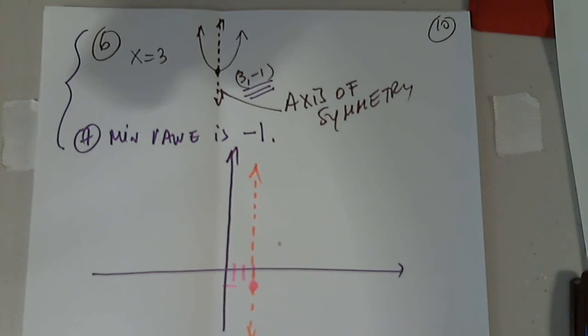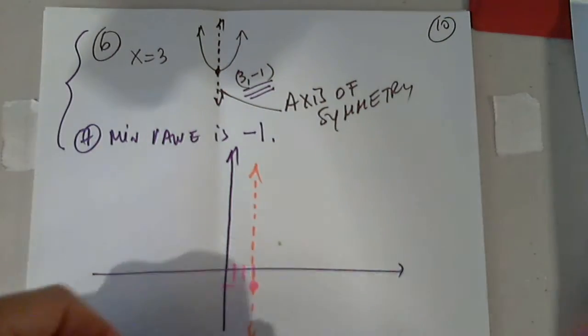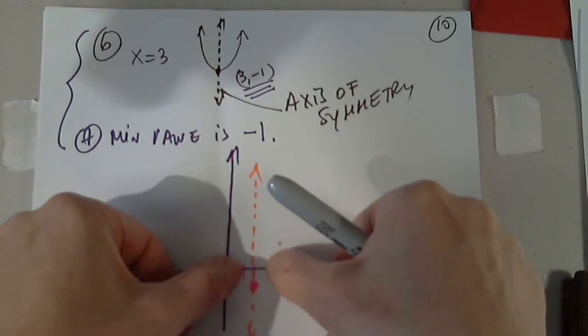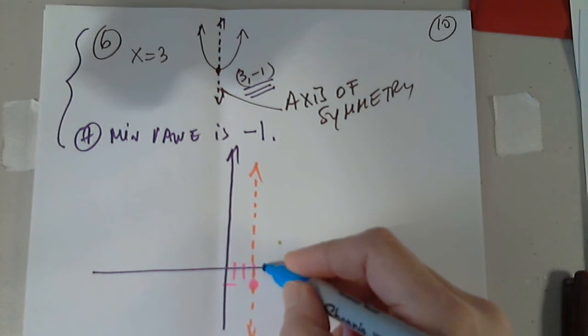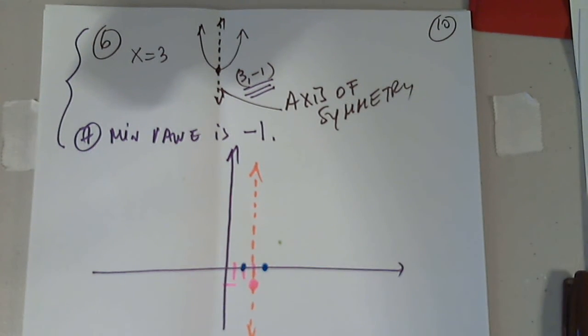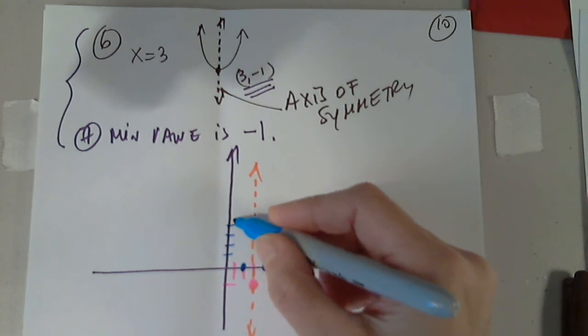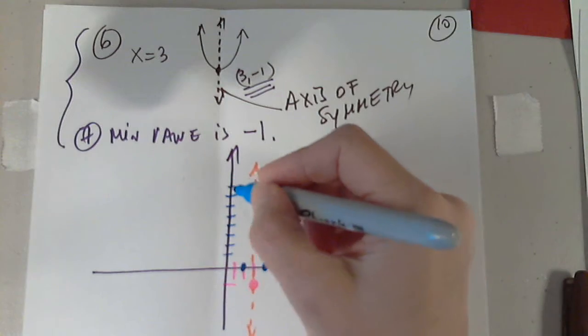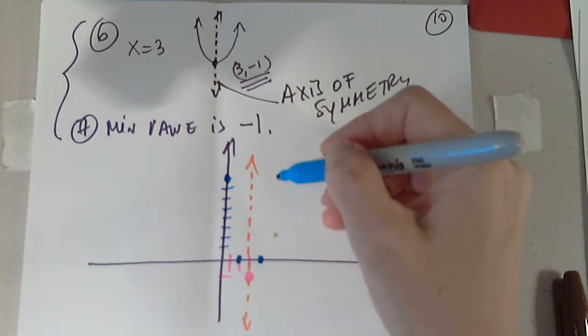X equals 3. Then we will plot the x and y intercepts. I go back. The x-intercepts are 2 and 4. They have to be symmetric with respect to x equals 3, so 4 and 2. And also we have 0, 8. 1, 2, 3, 4, 5, 6, 7, 8. I will try to make this graph as symmetric as possible.